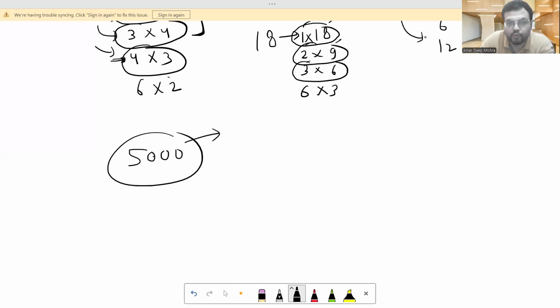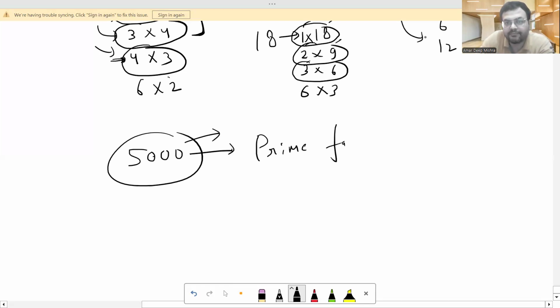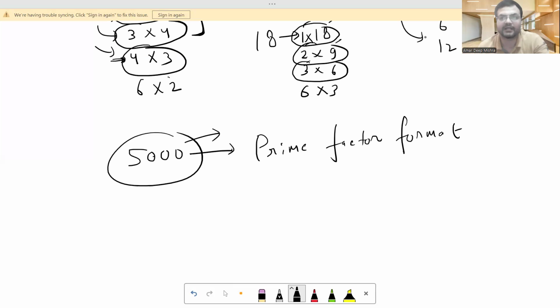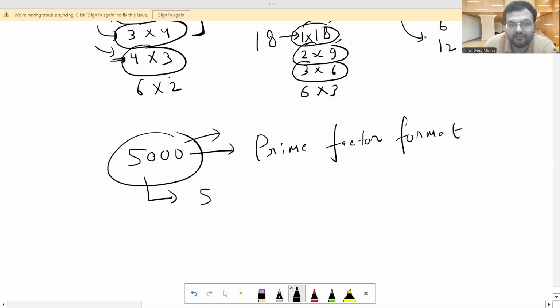So what we have to do, we have to change this number in the form of prime factor format. So whenever a large composite number is given to you, you have to change that number in the form of prime factor format. Okay. So 5,000 can be written as 5 into 1,000.